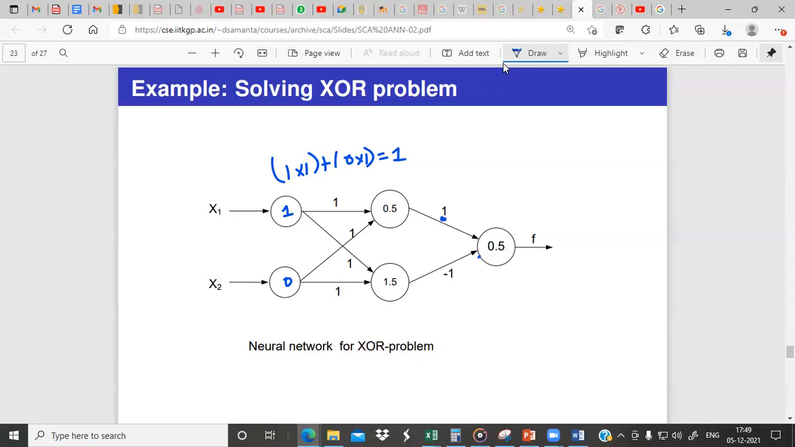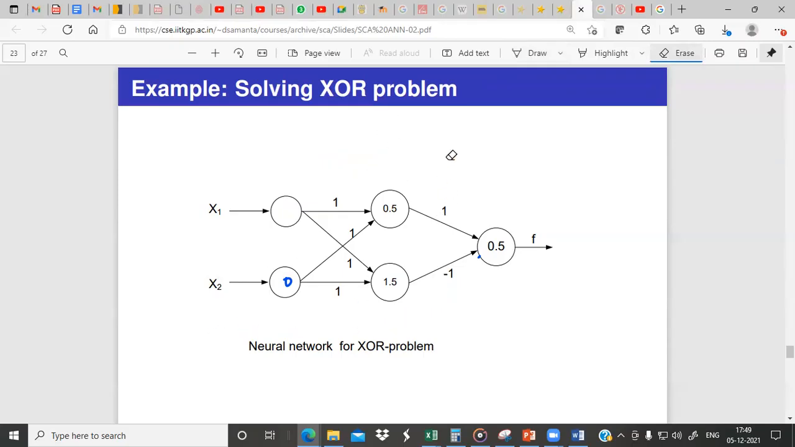Similarly, in this case, it is 0 into 1 plus 1 into 1, which is 1. Is 1 greater than 0.5? Yes. Is 1 greater than 1.5? No. So this is 0, this is 1. So 0 plus 1 is again 1, right? So basically, like that, it works for all the cases.